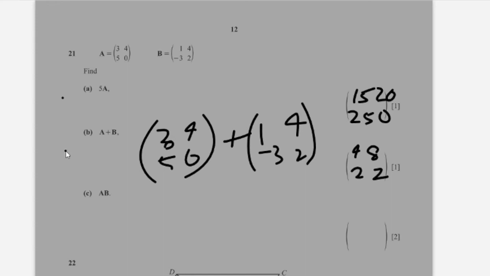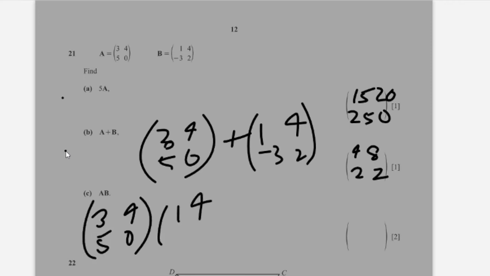C, AB, so we multiply A with B. Right, starting with 3 and 4 multiplying with 1 and 3, so 3 1s are 3, minus 4 3s are 12, so 3 minus 12 gives us the answer as negative 9.